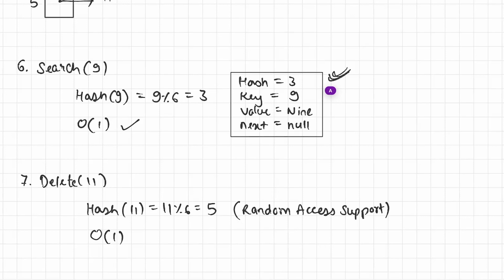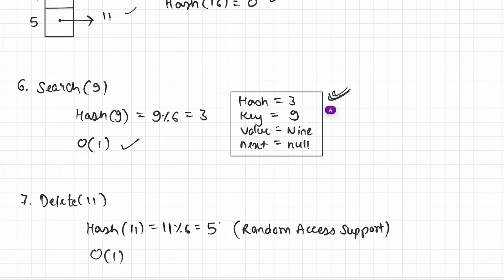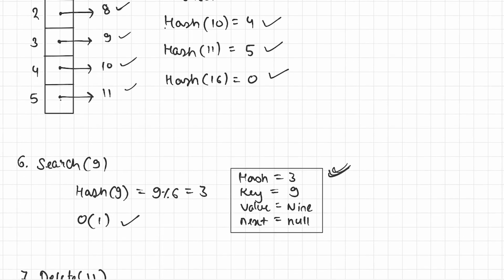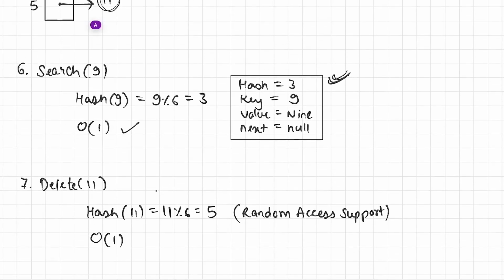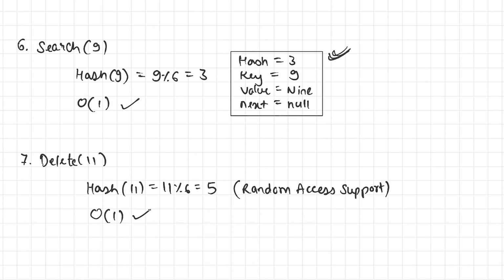Because we have the advantage of random access support, we directly jump to index 5, or bucket 5, to get the object inserted at this bucket. So we get 11 and our work is done. And we can also perform the delete operation in O(1) constant time.